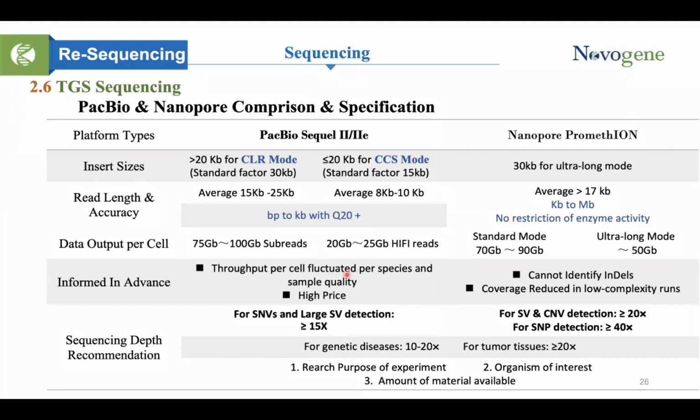However, they both have shortcomings that you should be aware of. The throughput per cell of PacBio fluctuates, partially by species and sample quality, and has a little higher price. Nanopore reads are unable to define indel detection and unable to have perfect coverage in low complexity regions.